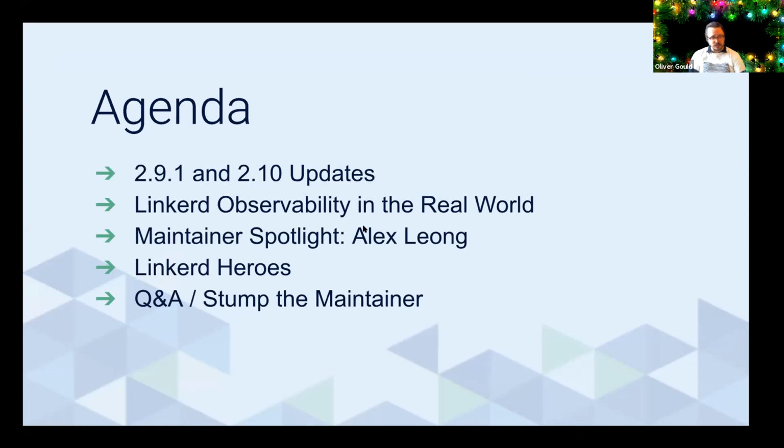So that'll be good. 210 is the work we've been spending most of our time on. So 291, we're just doing cherry picks back on the 29 branch without the bigger changes. 210 has a lot of big changes, especially to the install flow. Alex will talk a little bit more about that later.